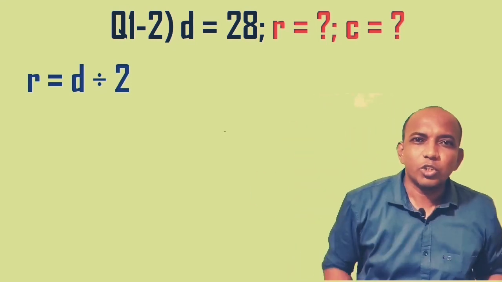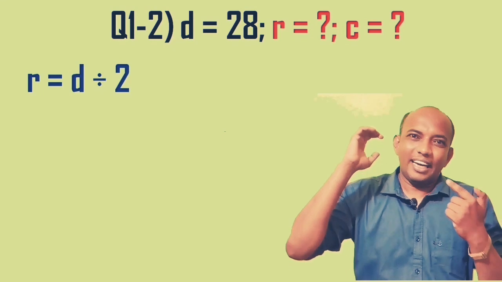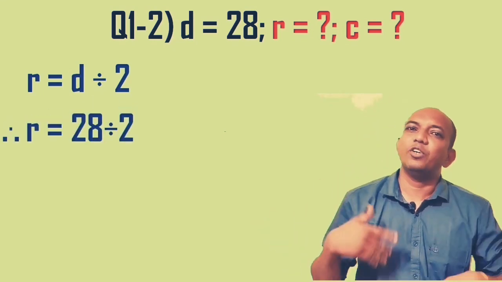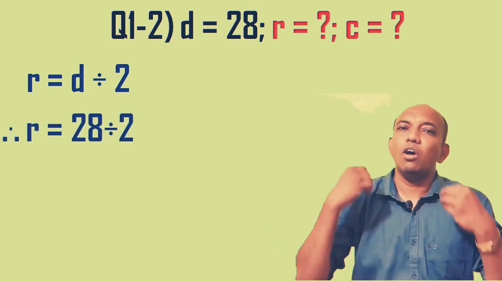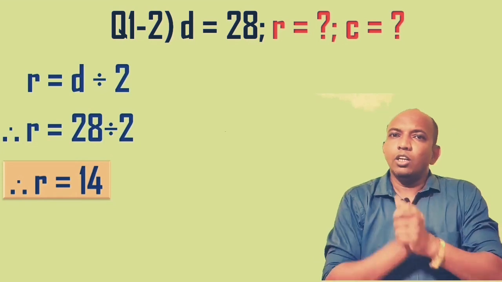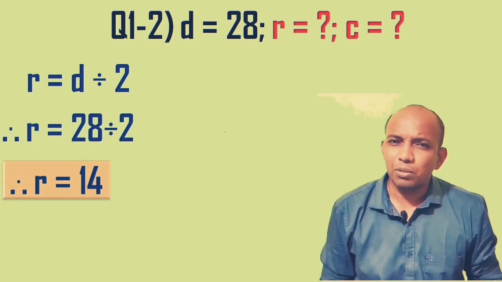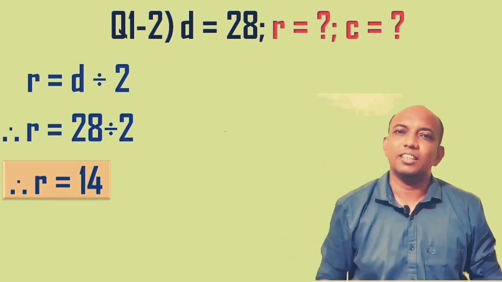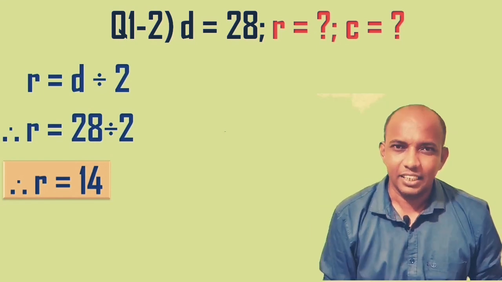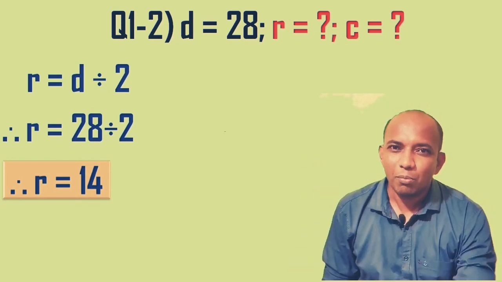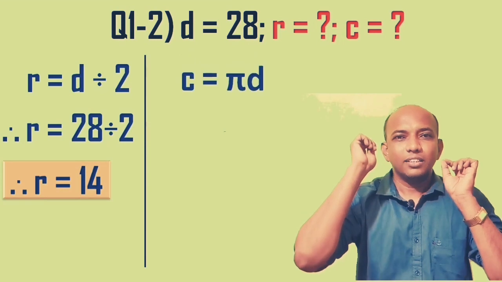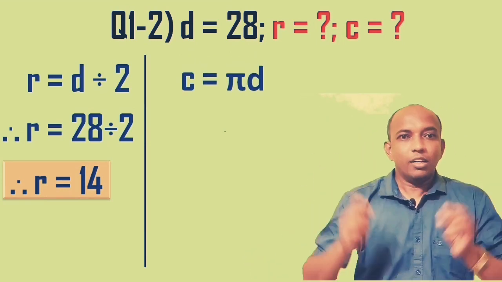So what we have: radius equals d divided by 2, that is 28 divided by 2, and if you divide it, we know radius equals 14, right? As diameter is given to me, the way I told you, we will proceed further with the formula in which diameter is there for the circumference, right? What is that formula? Yes, it is C equals pi d.